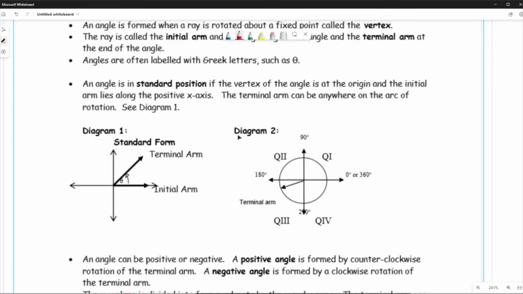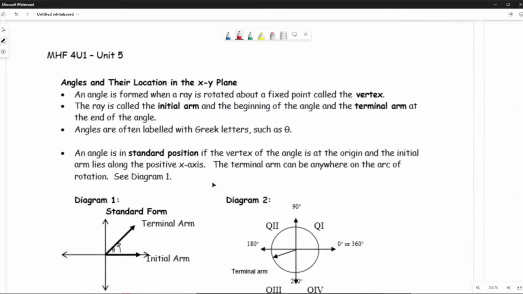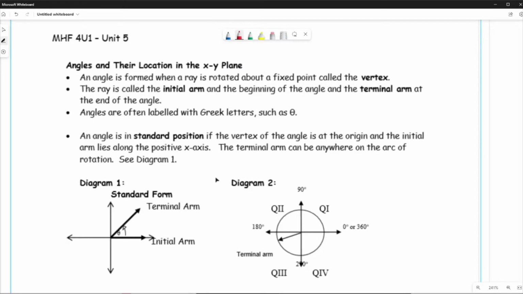So that we know what we're talking about, we choose a specific way to represent angles. We always start angles at the positive x-axis. This is called the initial arm. Okay, this is the initial arm here. It's where you're going to begin measuring any angle that's in so-called standard position. Standard position is a really important idea.